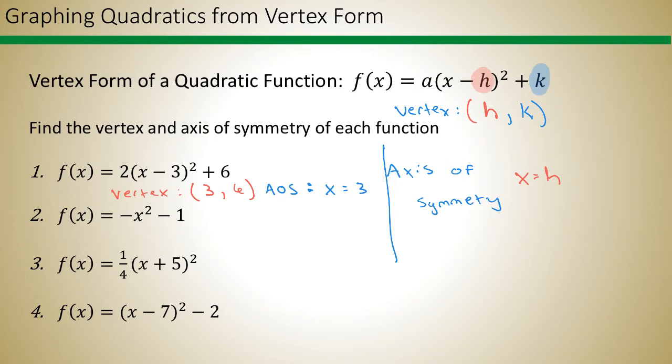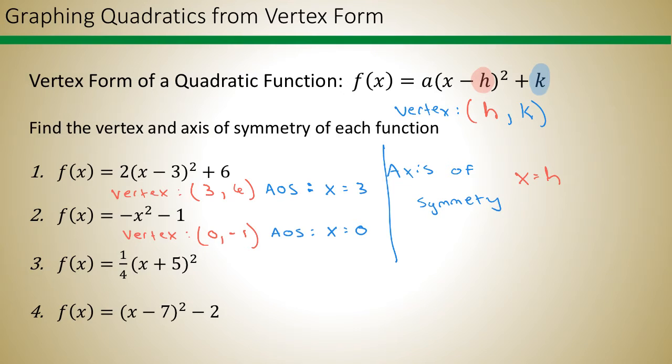Okay, the next one, our vertex, since there are no parentheses, our X value is actually going to be 0. Our Y value is -1. And then our axis of symmetry will be X is equal to 0.